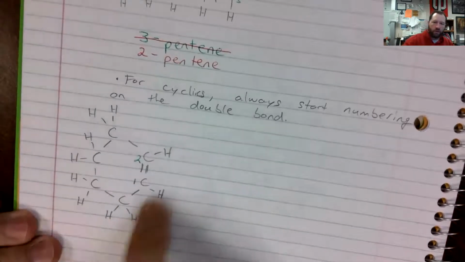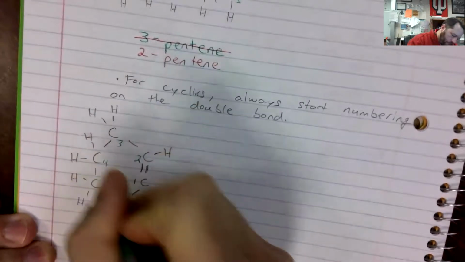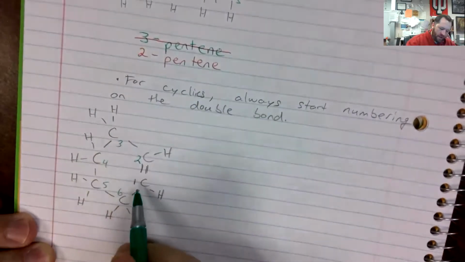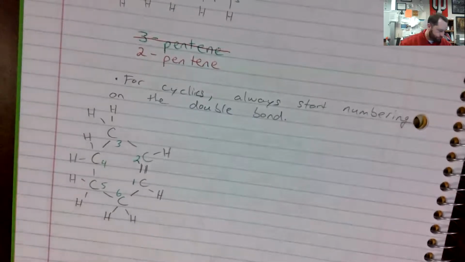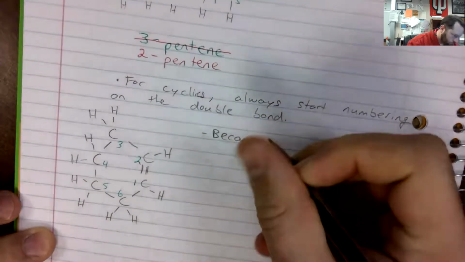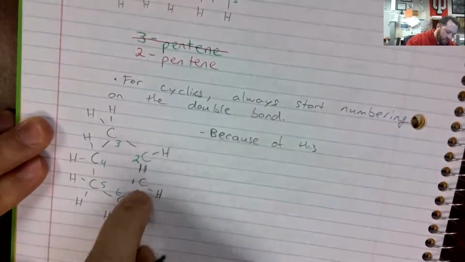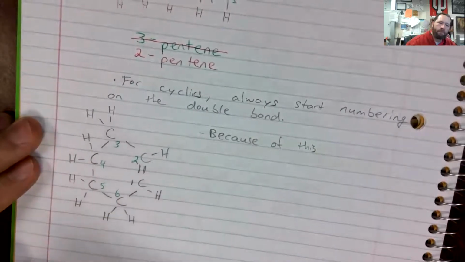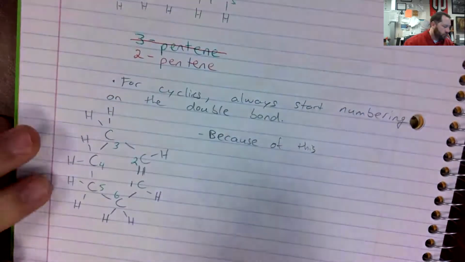Since it's a cycle, I can make any one of them number 1. There is no real beginning nor end. So I'm going to call that number 1 because that's where the double bond is. And then here's the catch. Because this has to be number 1, there's no other way I can write that. That has to be number 1. I have to satisfy the rule up above.